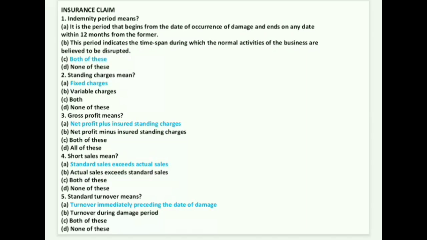Then fifth, standard turnover means turnover immediately preceding the date of damage. Standard turnover means turnover immediately preceding the date of damage.